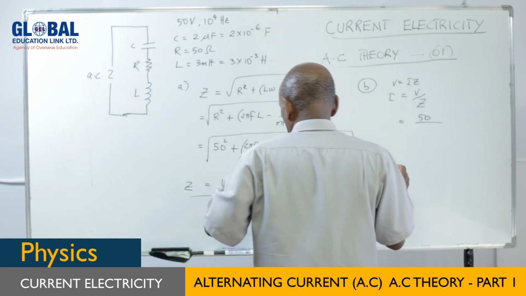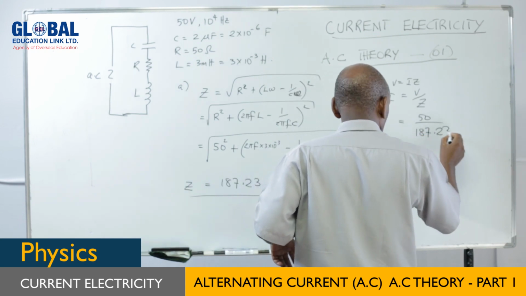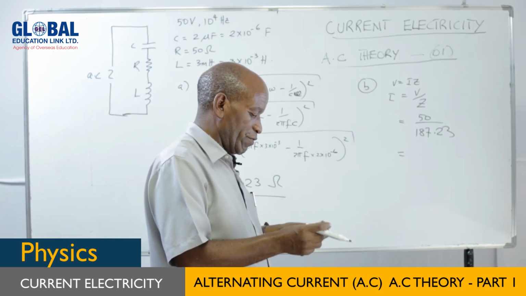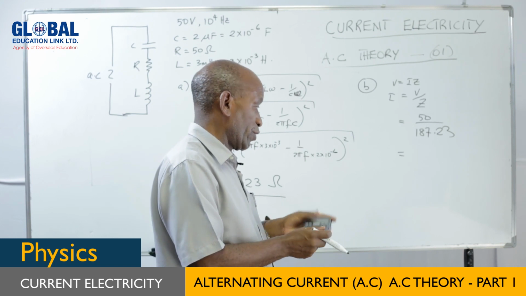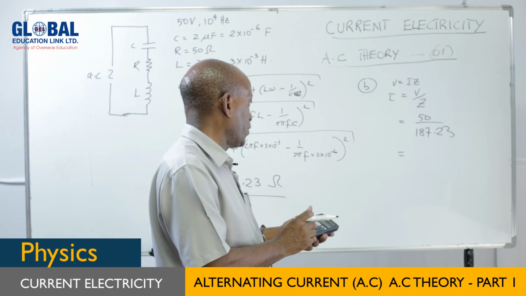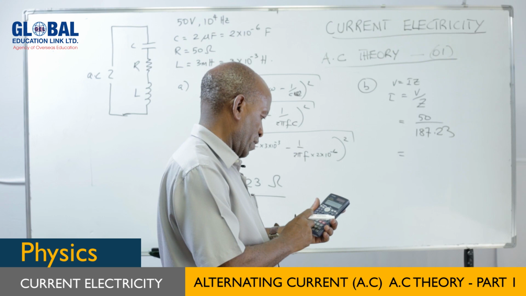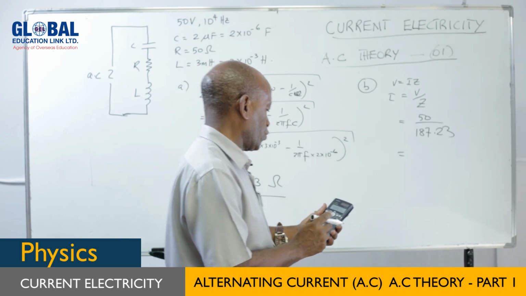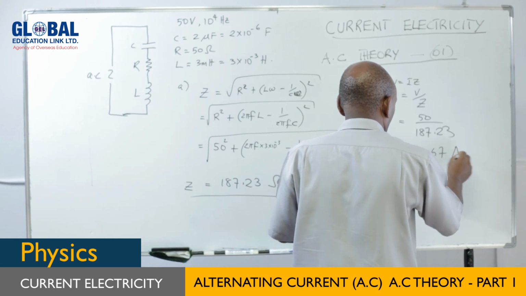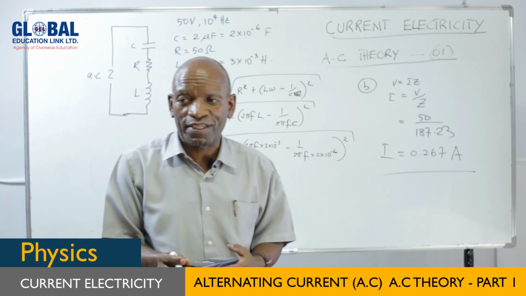That will be equal to 50 over 187.23. This will give you the value of the current in amperes. You can calculate this by taking 50 and dividing it by the total impedance, which is equal to 187.23. You'll get the current, which is equal to 0.267 amperes. This is the current that is flowing in that particular circuit.